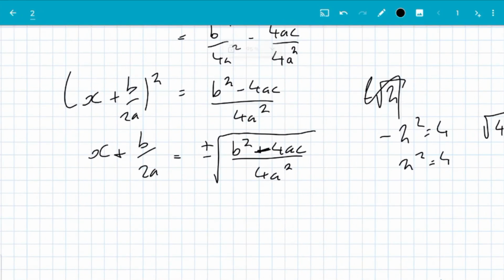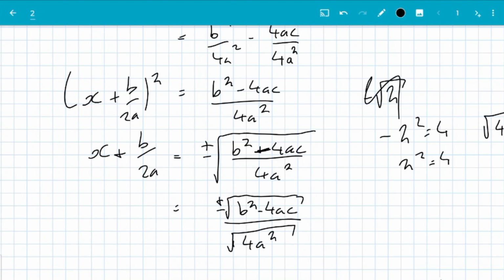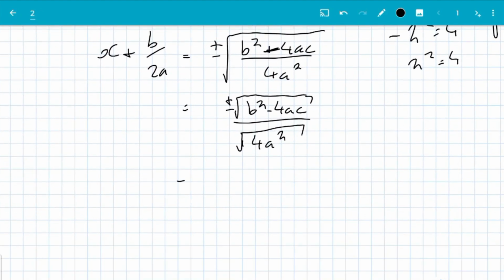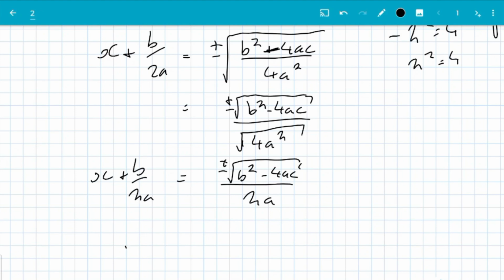And then what we do here is we can simplify this right hand side further and just look at it as a separate numerator and denominator. So bring the square root to the top and the bottom, which we can then simplify the bottom very easily to 2a. And now it's beginning to look a lot like the quadratic formula, which is always a good sign.